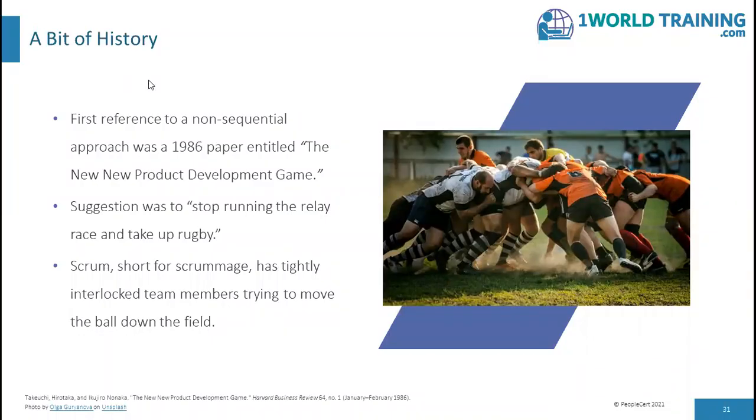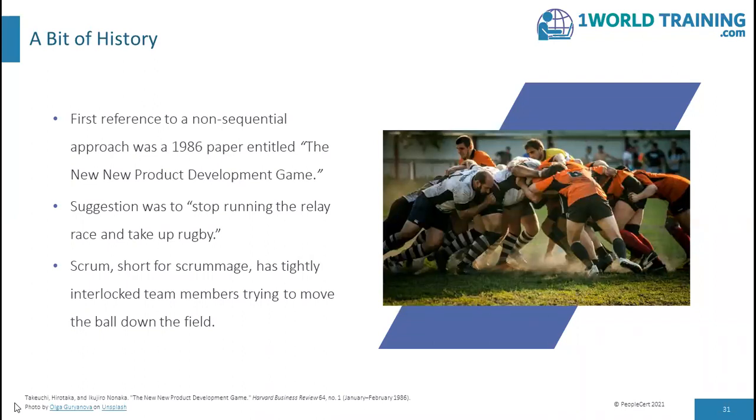Though we looked at the website with a brief history of Scrum, here is a summary. The first reference to a non-sequential approach was a 1986 paper entitled The New Product Development Game. The suggestion was to stop running the relay race and take up rugby. Scrum, short for scrummage, has tightly interlocked team members trying to move the ball down a field. And the reference at the bottom is from Hirotaka Takeuchi and Ikujiro Nonaka, The New Product Development Game.